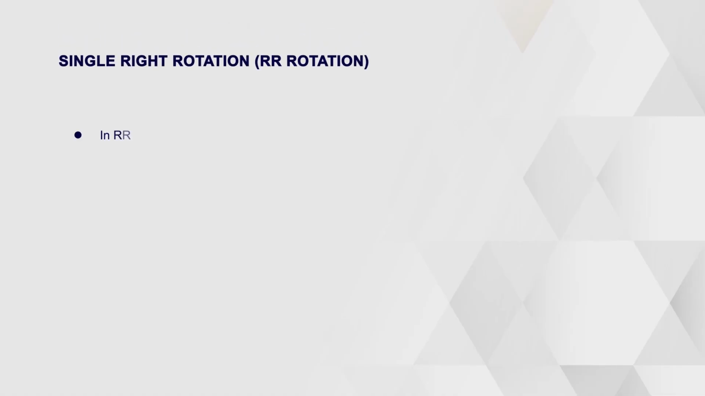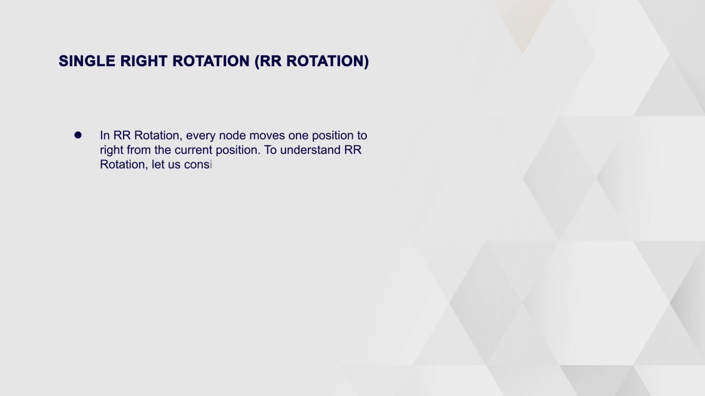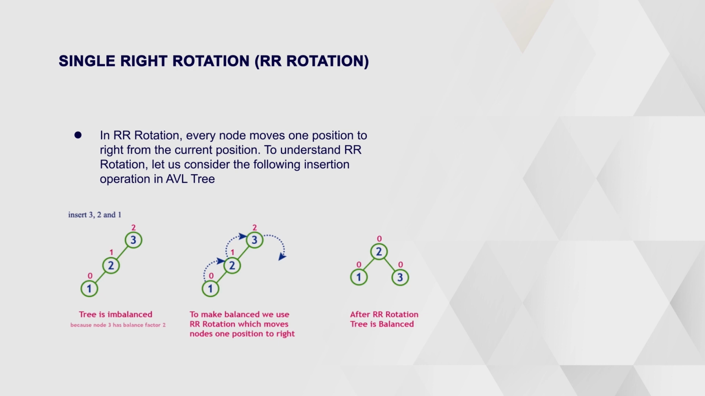Now, go for the next one, the right rotation, or we can call it the RR rotation. Both come under the single direction rotations. In RR rotation every node moves one position to the right from the current position. To understand RR rotation, let us consider the following insertion operation in AVL tree. Here you can cross check by this diagram, you are inserting 3 elements 1, 2 and 3. Obviously the tree is initially empty; first when you insert 3, the tree is balanced because the balancing factor is 0.